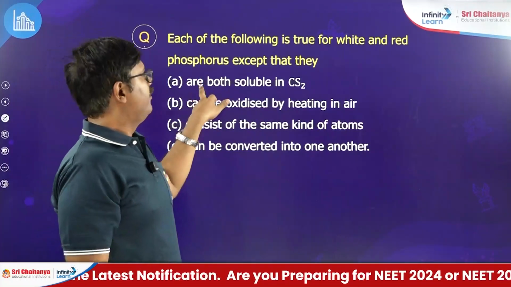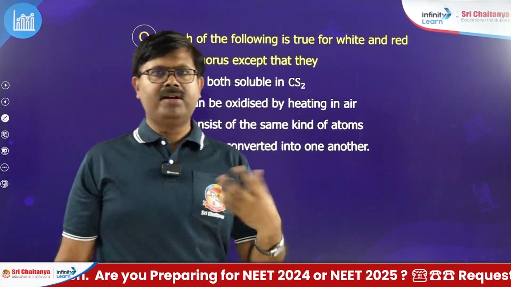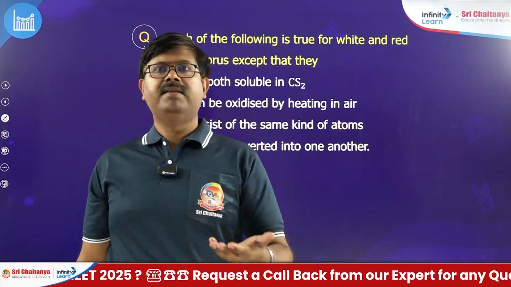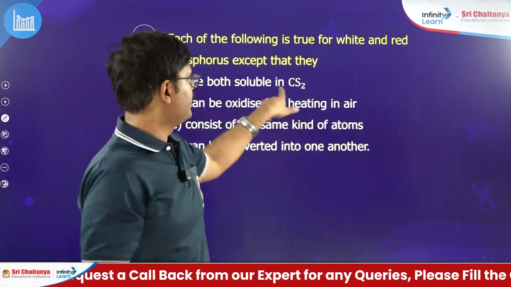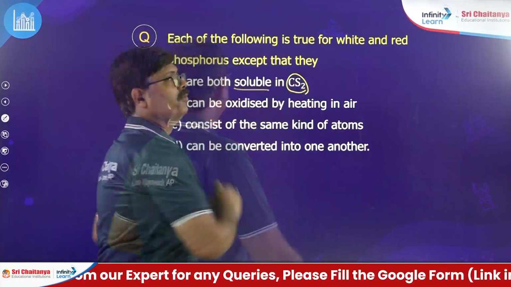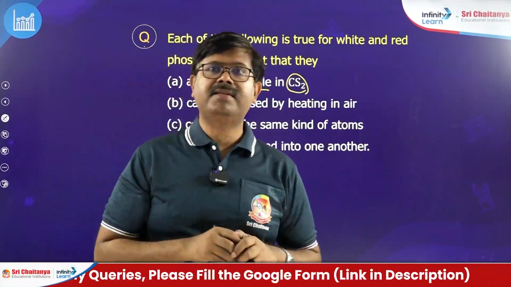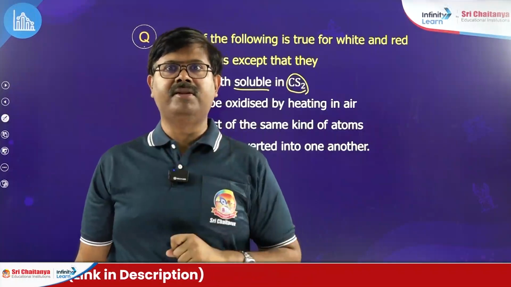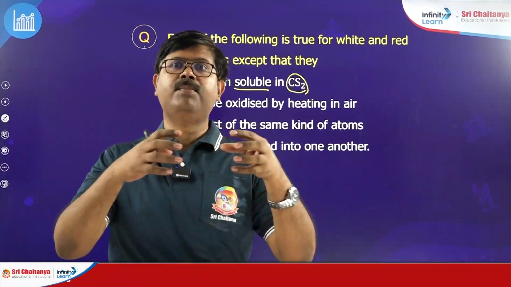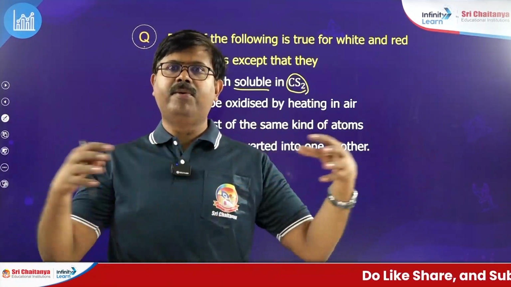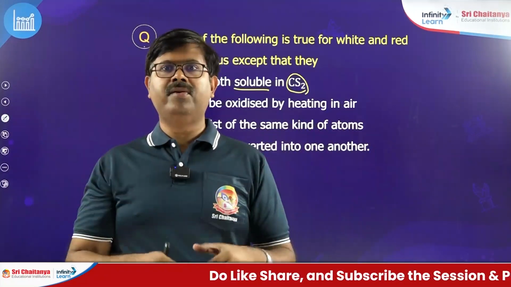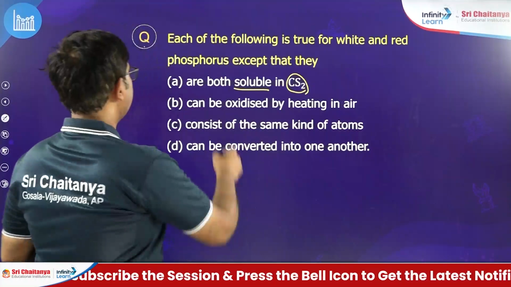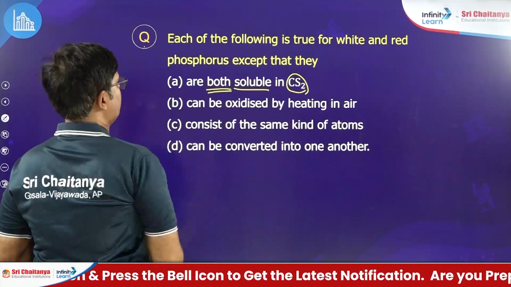Each of the following is true for white and red phosphorus except that they... See, white phosphorus and red phosphorus both are covalent compounds, not ionic. So, we expect they dissolve better in the non-polar solvents like carbon disulfide. But white phosphorus dissolves better in the carbon disulfide, non-polar solvent, but not the red phosphorus, because red phosphorus is a polymer. So, because of polymeric nature, it easily comes down and precipitates even though non-polar solvent we use. So, both are soluble is wrong, only white phosphorus is soluble.